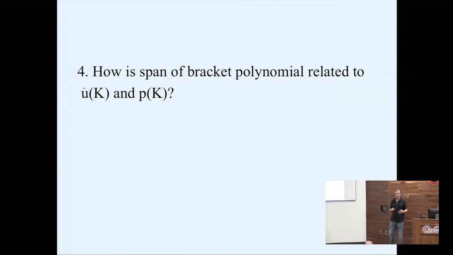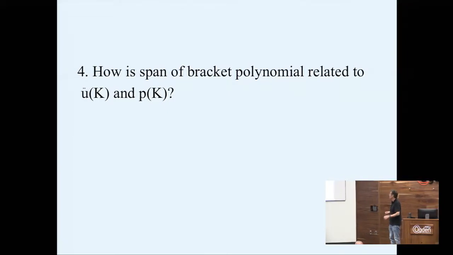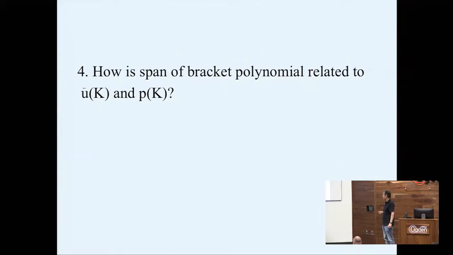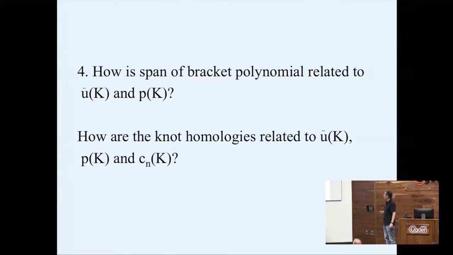I told you how the span of the bracket polynomial is related to multi-crossing number. What about the uber crossing number and the petal number? How is the span of the bracket polynomial related to that? Moreover, you'd love to look at the knot homologies, Khovanov homology, grid homology, and figure out how those are related to uber crossing number, petal crossing number, and n crossing number. So that would be very interesting to look at.